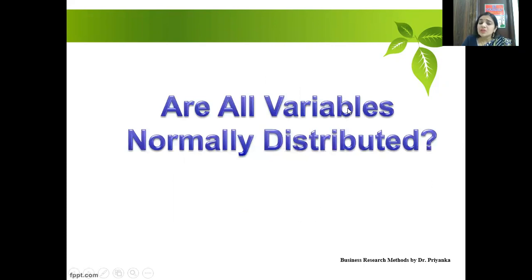Then, are all the variables normally distributed? Some variables are calculated as per interval and ratio scales. Are these all normally distributed or not? Sometimes they are not. But when it comes to non-parametric analysis, you do not have to check whether they are normally distributed or not. You can simply start with your non-parametric statistics if you know that you have collected the data through your ordinal scale, not through the interval or ratio scale.